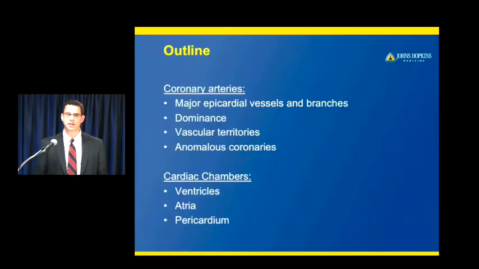So first, an outline. This is what we're going to review today. First, we'll go over the coronary arteries and discuss the major epicardial vessels and their branches. Talk a little bit about dominance, vascular territories, and then review anomalous coronary arteries. And in the second part of the lecture, we're going to talk about the cardiac chambers themselves and review some of the features of the ventricles, the atria, and the pericardium.